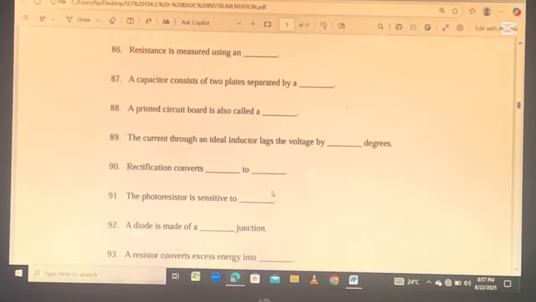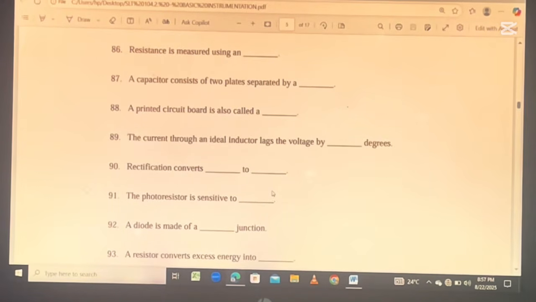So the next one, a printed circuit board is also called a PCB. We've talked about PCB before. Number 89, the current through an ideal inductor lags the voltage by dash degrees, so by 90 degrees. Rectification converts dash to dash. We talked about it, AC to DC.